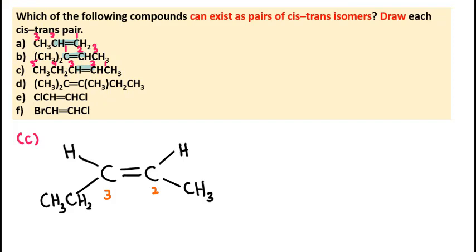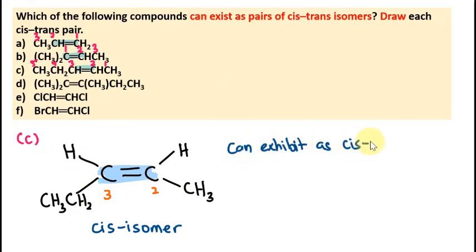When the 2 atoms are the same, side by side like this, it means that it is a cis isomer. So this one is a cis isomer. It has a carbon-carbon restricted rotation, and at this carbon and this carbon, the restricted rotation is bonded to 2 different atoms or groups of atoms. That's why this compound can exhibit cis-trans.